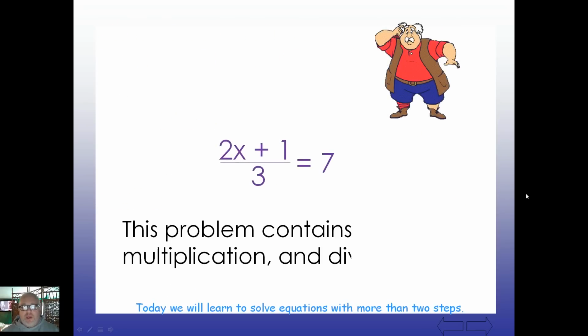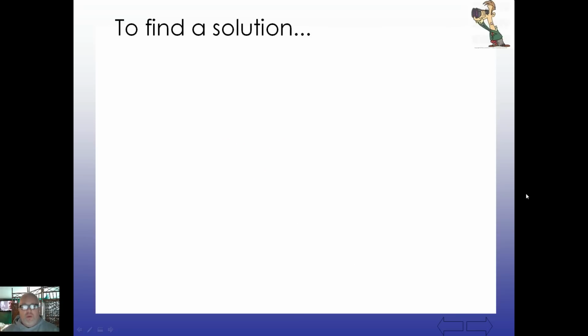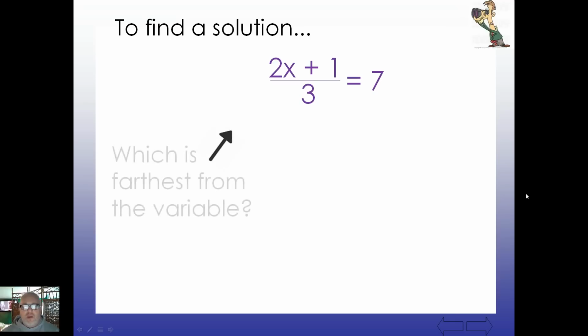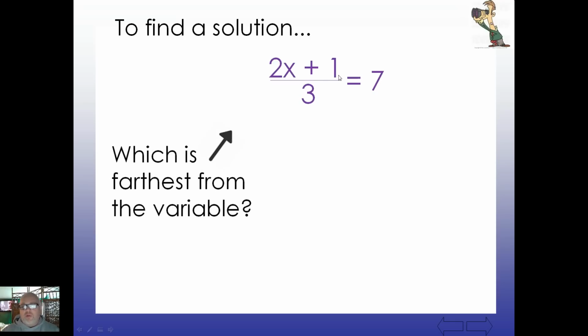Now what happens if we have something like this? This problem, of course, contains addition, multiplication, and division. The division there is the division bar and 3 below it. So, to find a solution, we're going to need to remove the 1, the 2, and the 3. So what do we do first here? So taking a look, what's farthest away from the variable? So in this case, when you're dealing with this, look at the grouping symbols. You want to get rid of this piece down here, the division by 3. Let's leave the top alone for now, and let's go ahead and get rid of this guy. We'll consider that division bar there to be separating it pretty well.